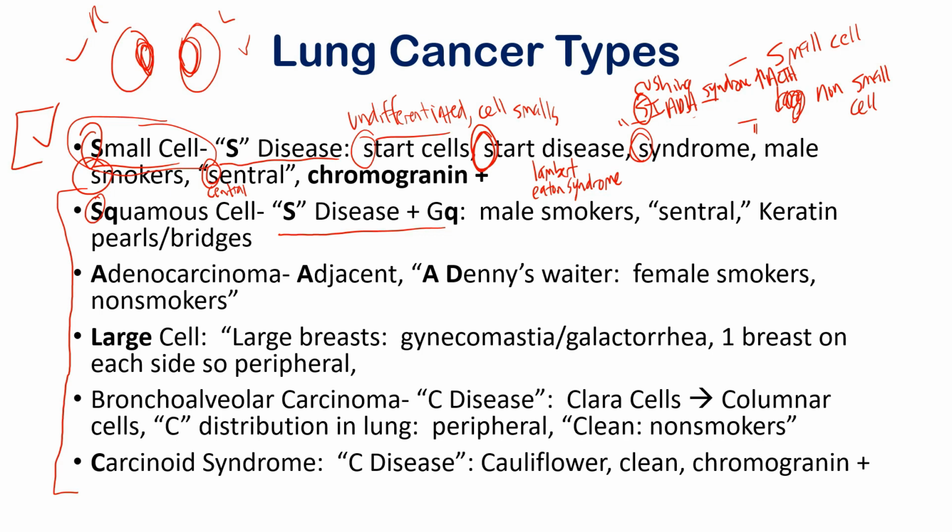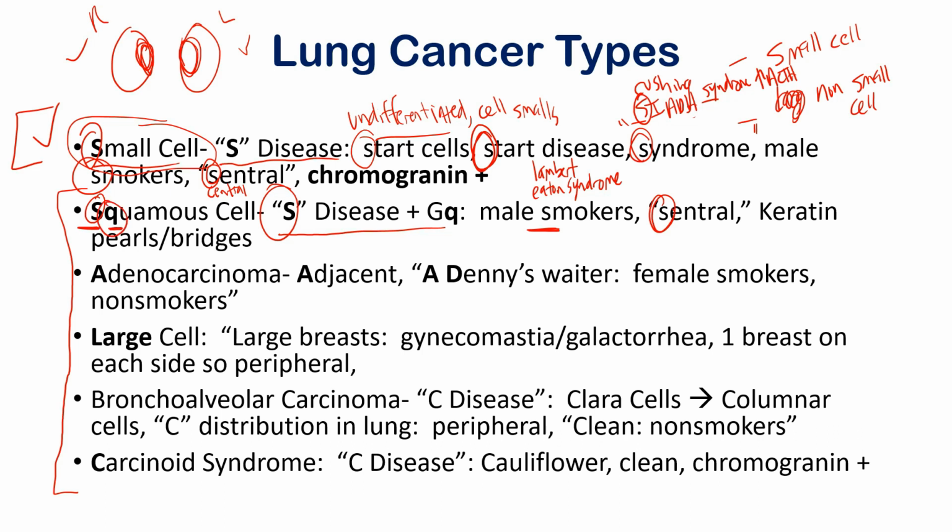Now the next one is squamous cell carcinoma. Same thing again, we have the S disease. So the S goes for the smokers. Remember, specifically mainly in males. You have the central location because it sounds like an S. And then we have some other things to help us in this one. When you look at squamous, you see the first letter is an S to help us remember this is an S disease, but the next letter is a Q.